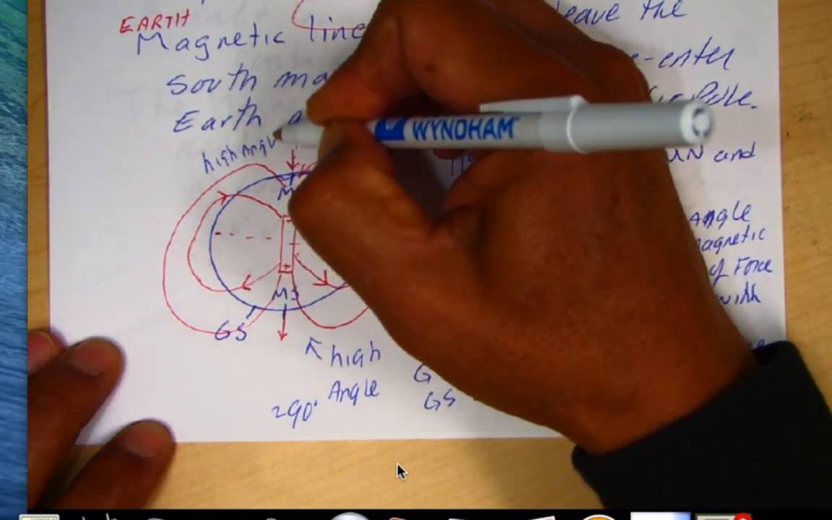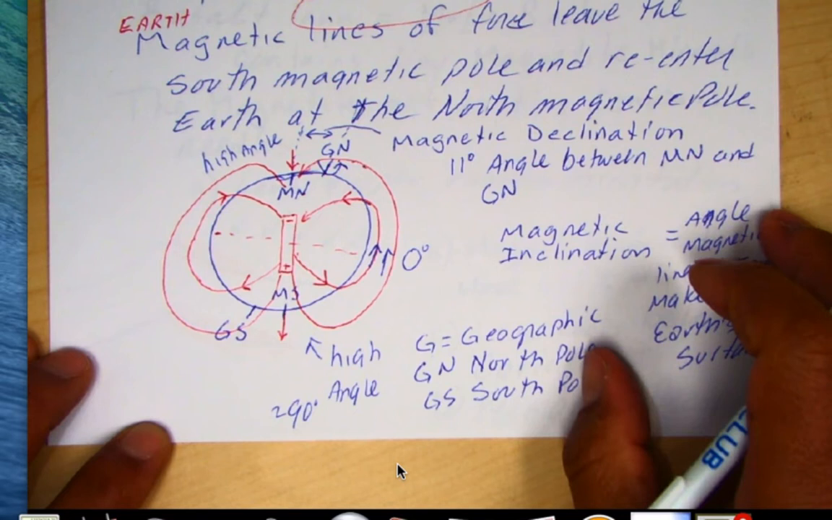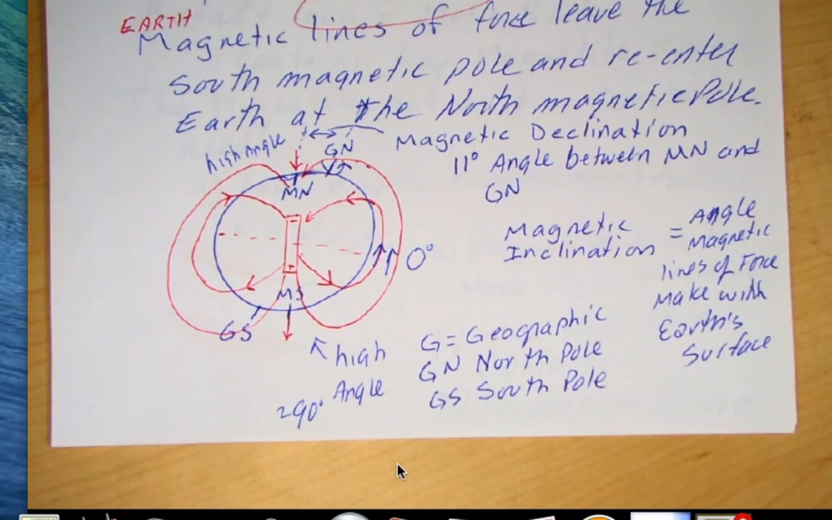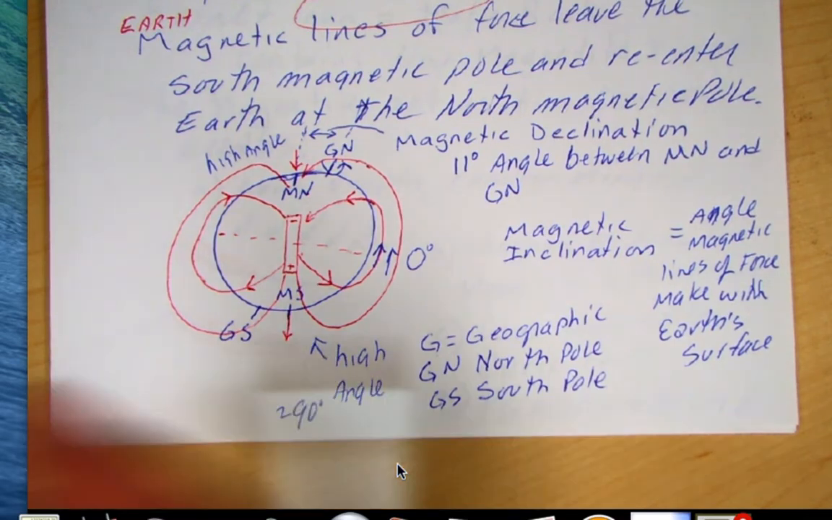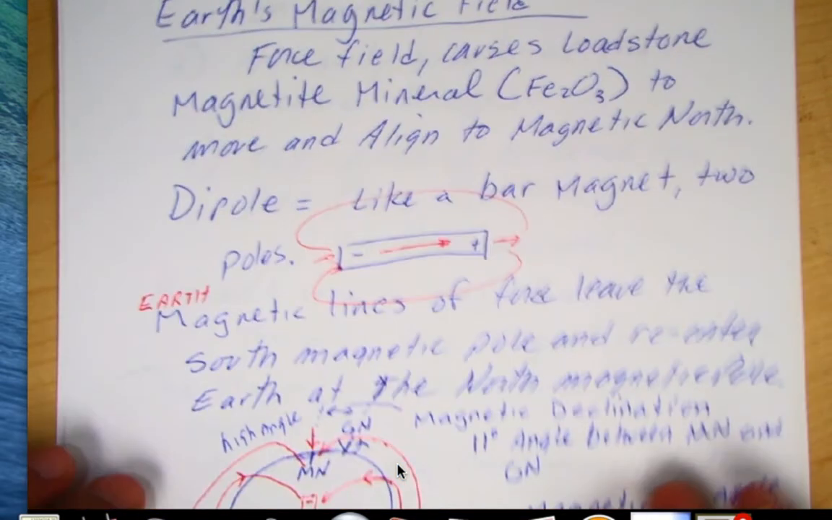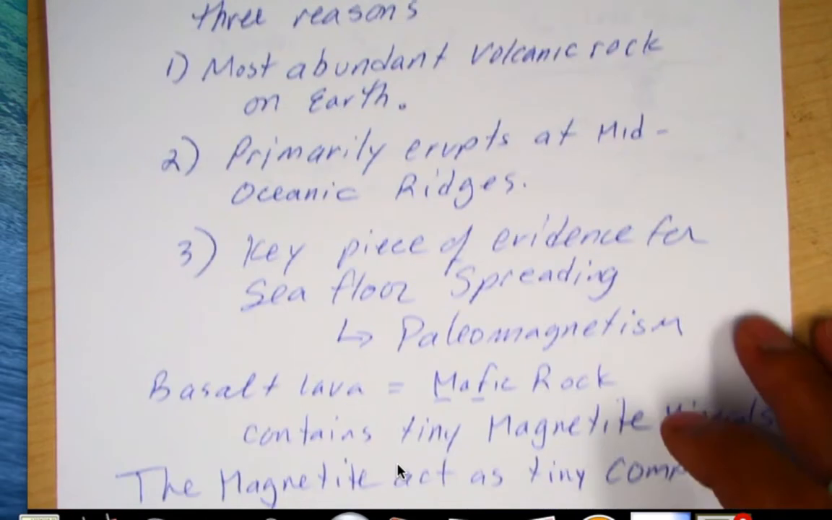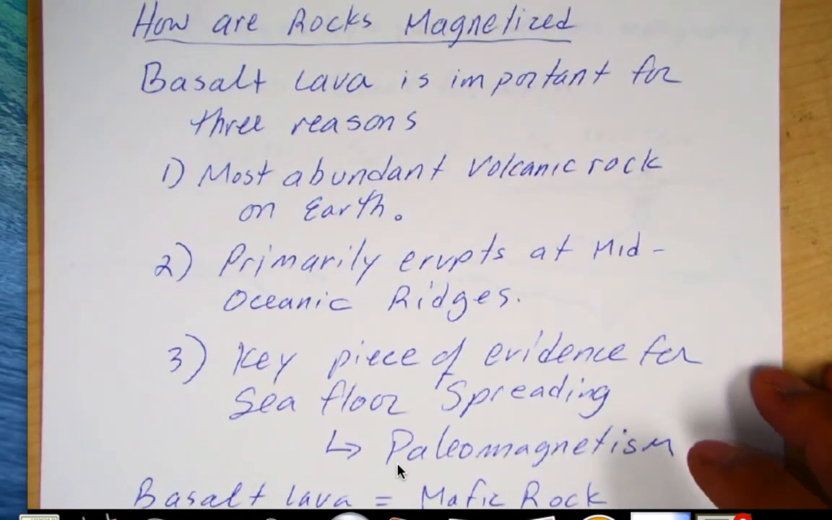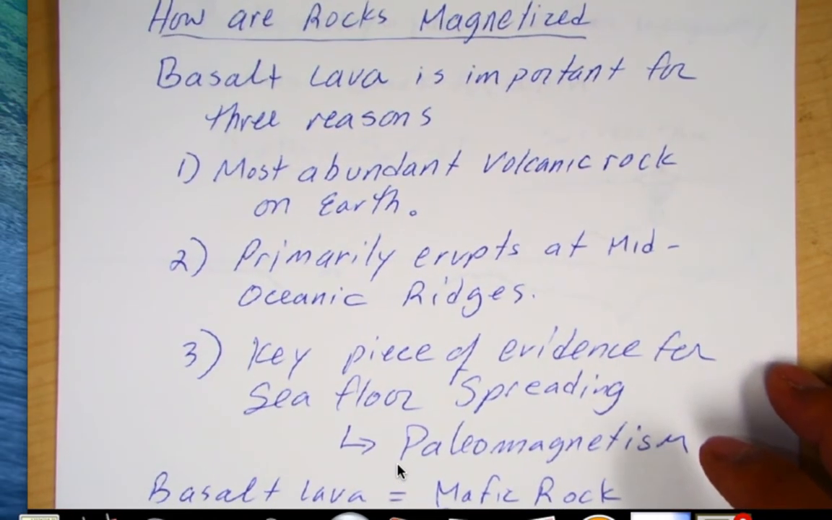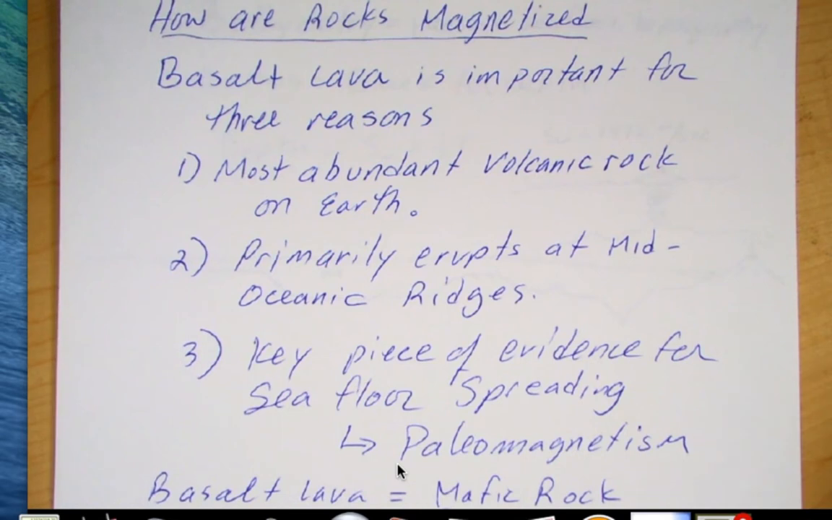So you'll see that inclination is going to be really important, because when the lava erupts, the magma is going to have these minerals. In fact, let's look at the next slide. I think I have an example of that. Here I have a question: how are rocks magnetized? And so we'll have to look at basalt.